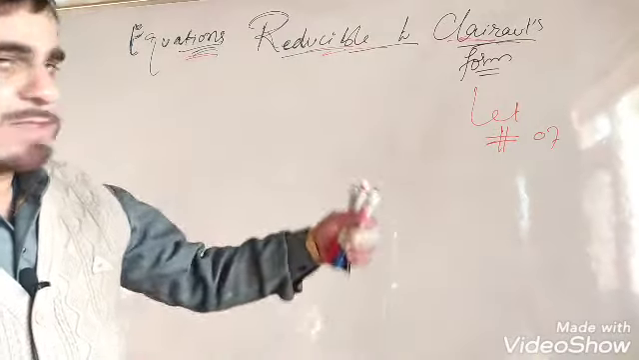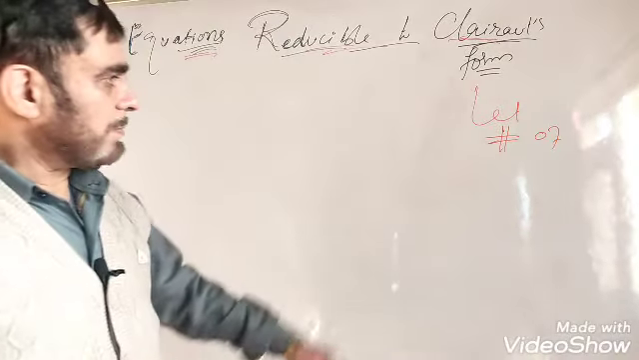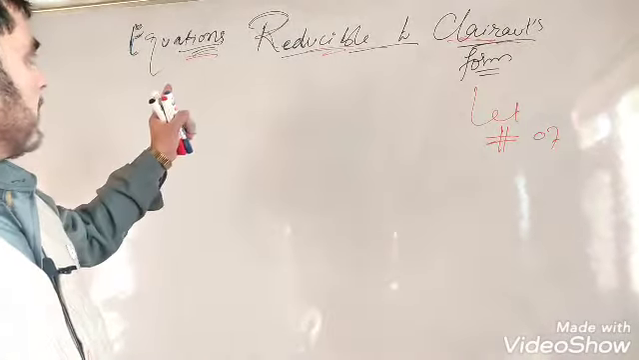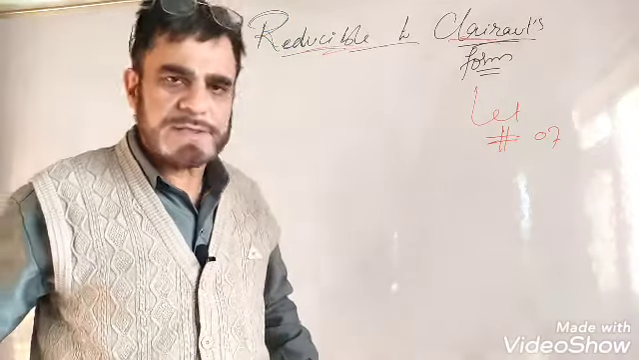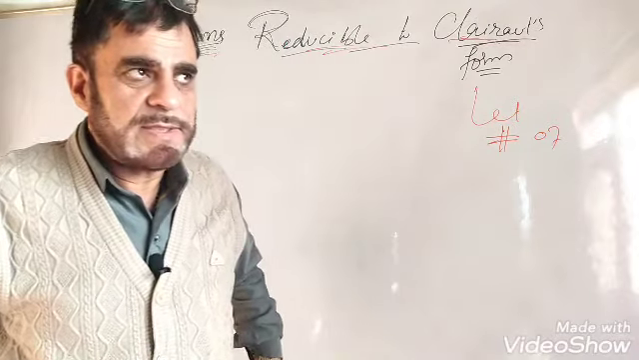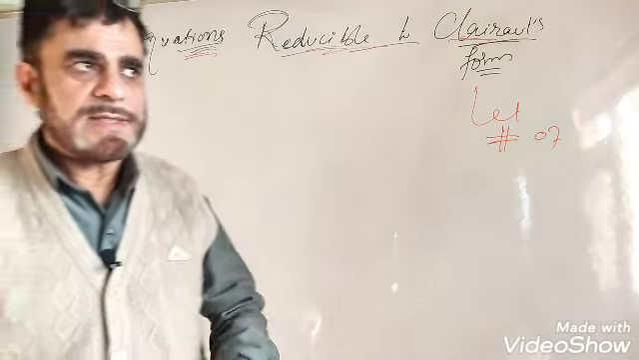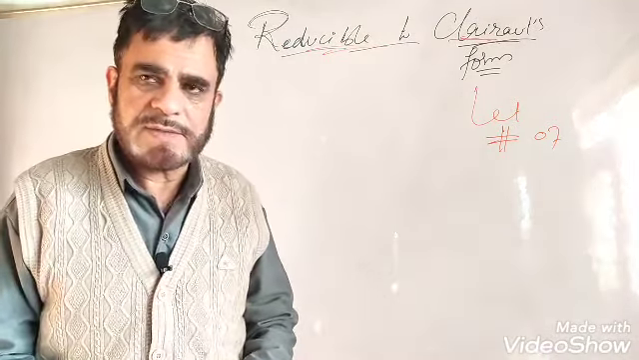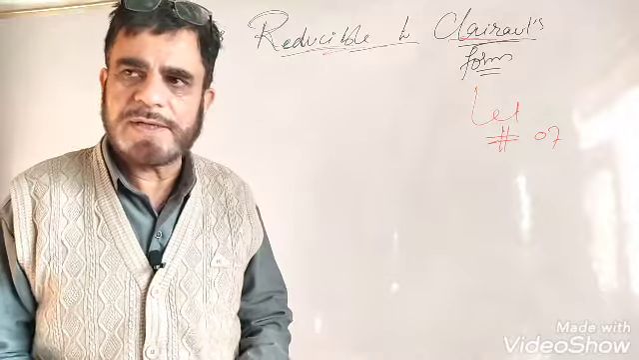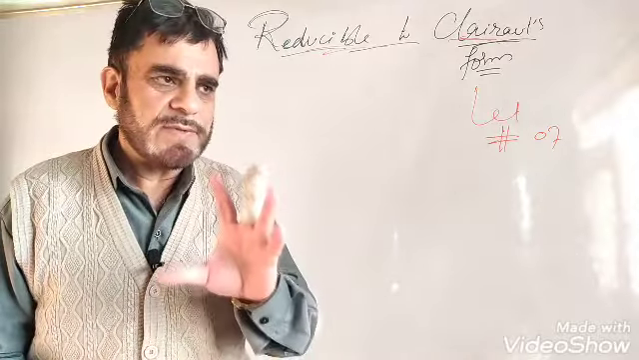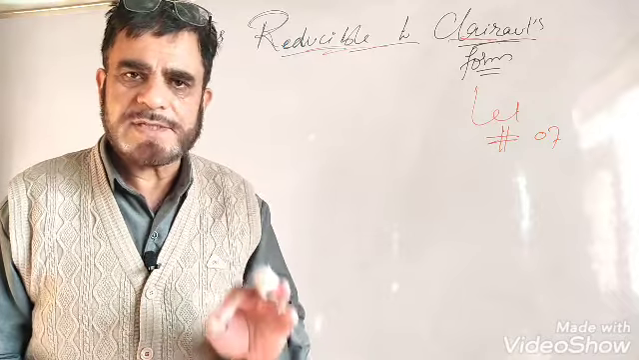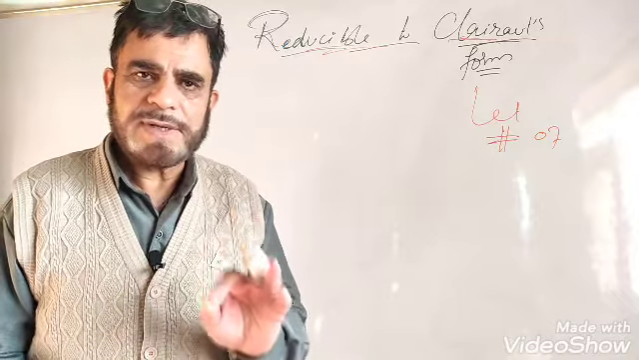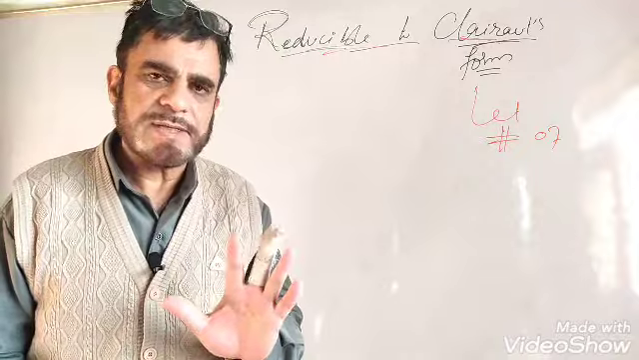I want to discuss with you lecture number 7. It is actually equations which are reducible to Clairaut's form. Before this, we did Clairaut's equation, how we solve Clairaut's equation, what is Clairaut's equation. Then finally you come to know whenever we come across a Clairaut's differential equation, its solution is simply got by replacing P by C. You get the solution.